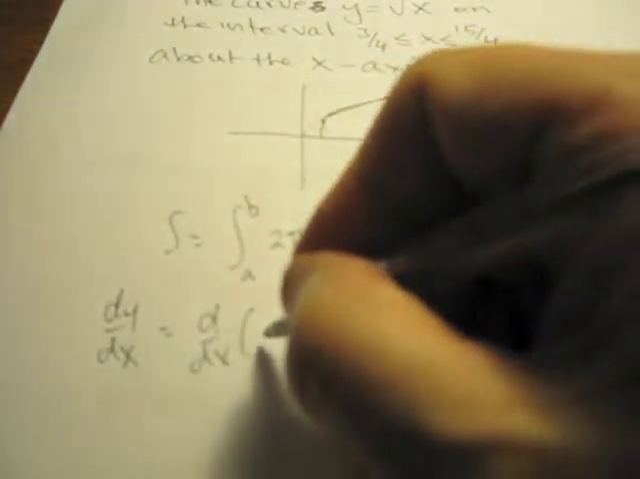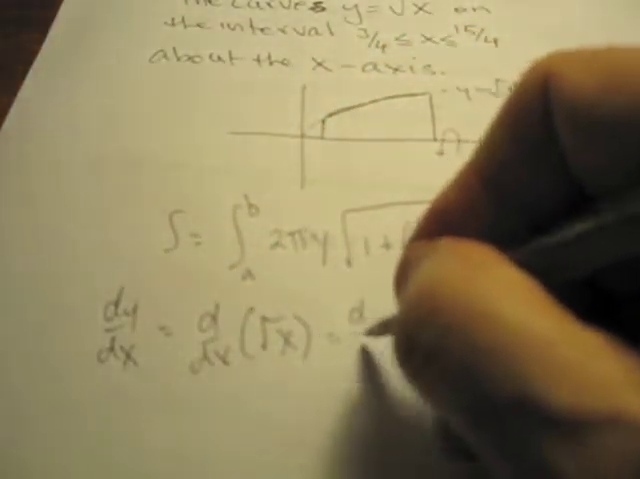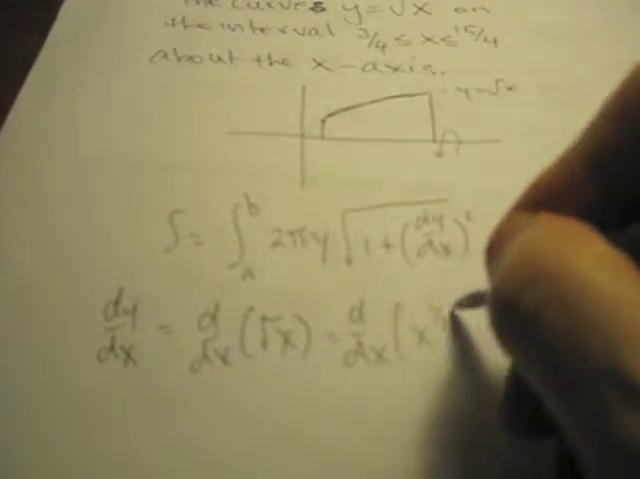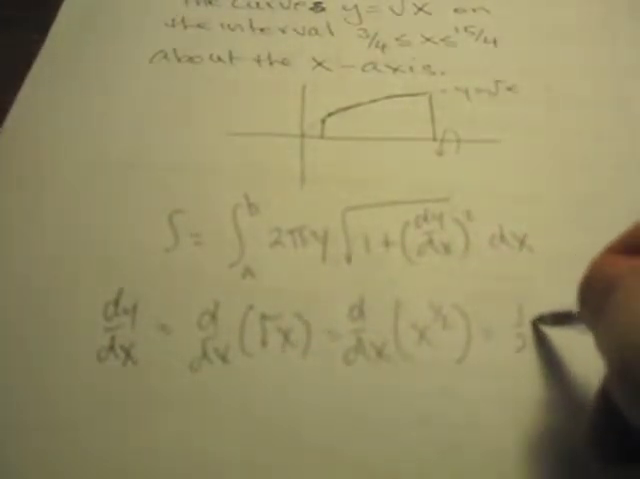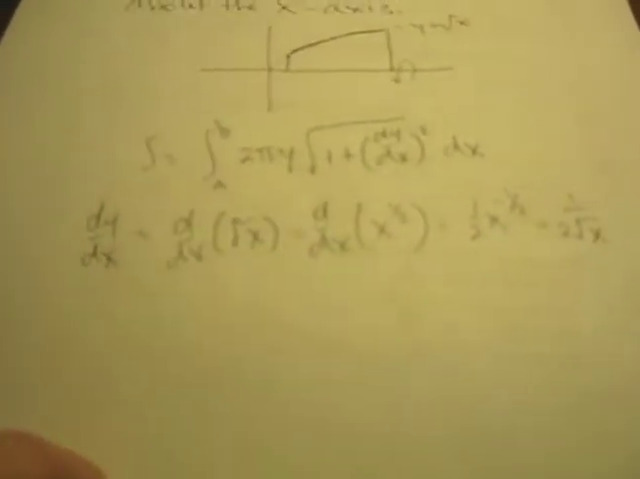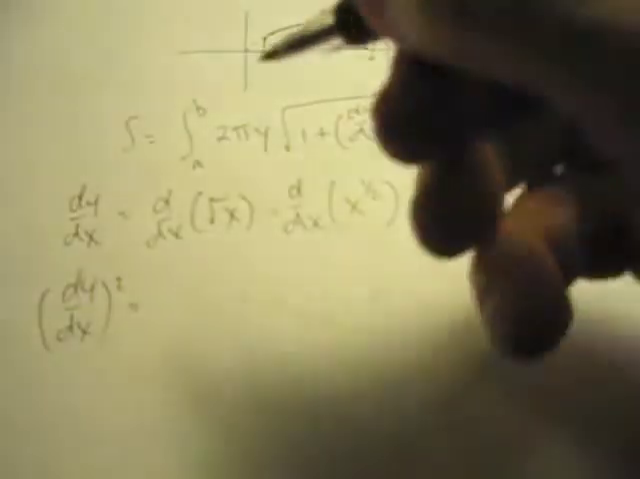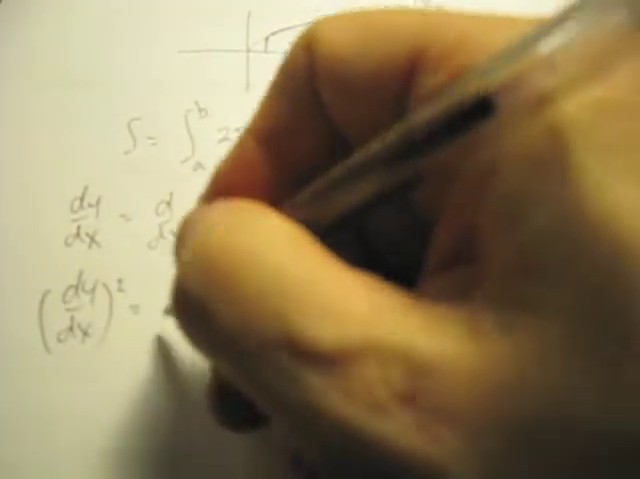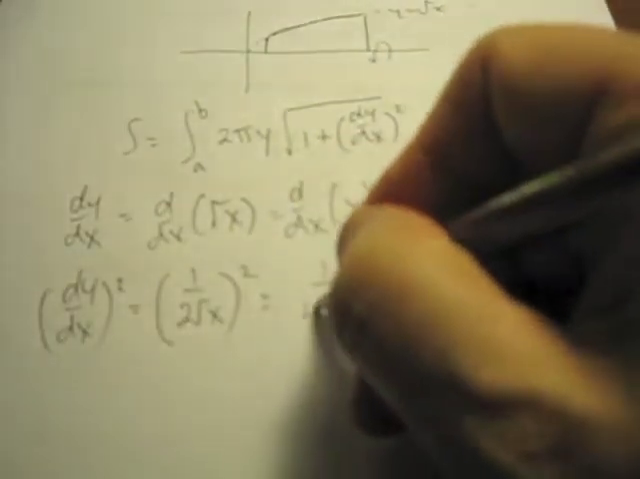Right, so step one here is we need to find dy on dx. Now, of course, dy on dx is going to be d on dx of the square root of x, which of course is d on dx of x to the half, which will be a half x to the negative a half, which will be 1 over 2 square root x. Right, next we need dy on dx squared. Okay, so that'll be 1 over 2 square root x squared, which will be 1 over 4x.